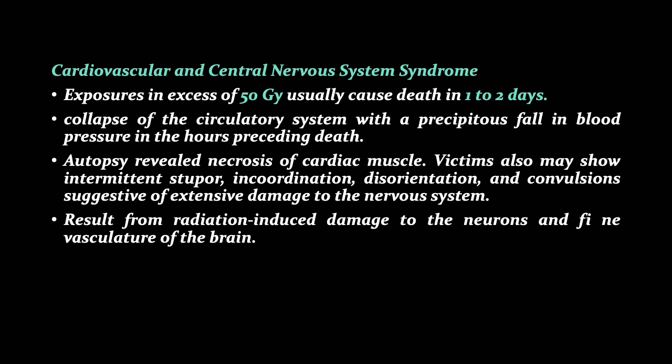Autopsies have revealed in patients who have been irradiated over 50 gray that there is necrosis of cardiac muscle. They show incoordination, disorientation, and convulsions. So there is extensive damage to the central nervous system resulting from irradiation-induced damage to the neurons, and damage to the fine vasculature of the brain can also occur.